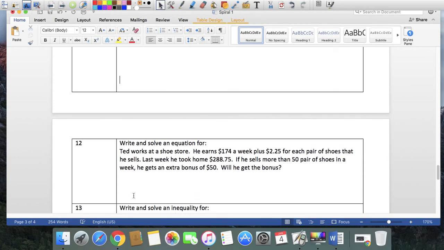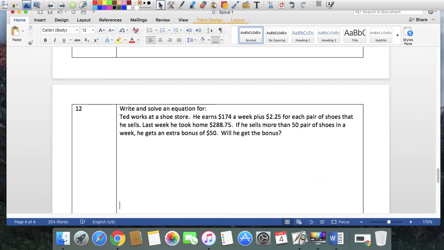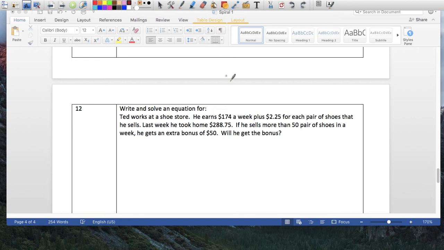Writing an equation. So Ted works at a shoe store. He earns $174 a week plus $2.25 for each pair of shoes that he sells. Last week he took home $288.75. If he sells more than 50 pairs of shoes in a week, he gets an extra $50. Will he get the bonus? Well, let's see how many shoes he sold.